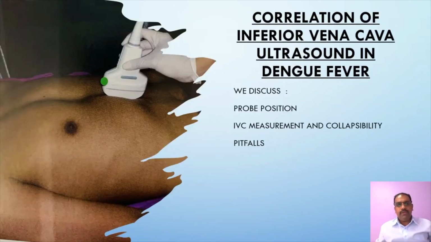So now we are going to move to IVC. In this IVC scan, which is quite commonly needed and is quite important in dengue management, we are again going to look at the same things. We're going to look at the probe position, the normal findings, how to do a normal measurement, and then we look at the pitfalls and the pathological part of it.